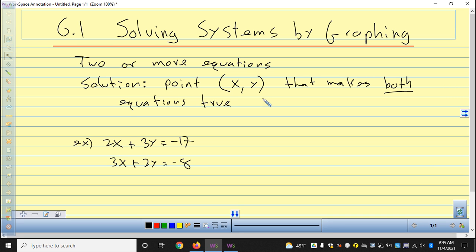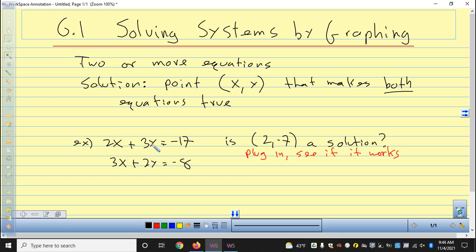So you might get a question that says, is 2, negative 7 a solution? And what this question is asking us is, well, plug it in and see if it works. That's what they're telling us to do. That's how we test if something is a solution.